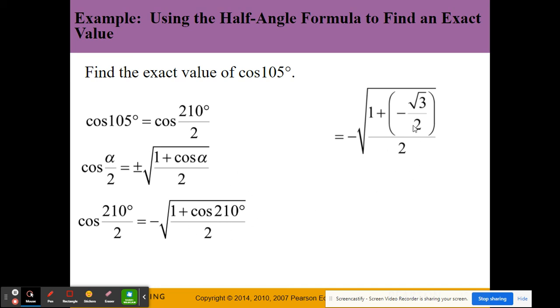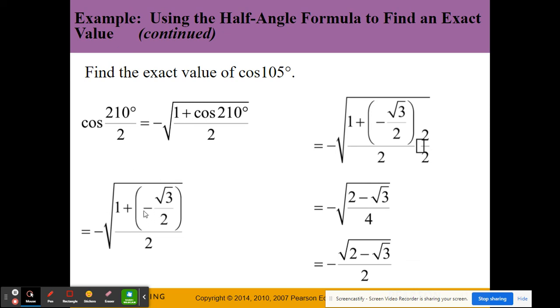Cosine of 210 is negative root 3 over 2. The reason why this is useful is 105 degrees is not one of the special spots on the unit circle, but 210 is, right? Because it's 30 degrees past 180. So it's one of the 30-degree angles, just in this case in the third quadrant, which is why this is negative.